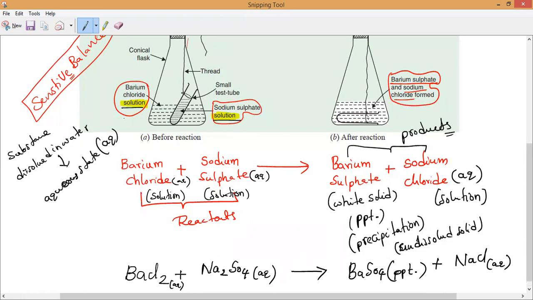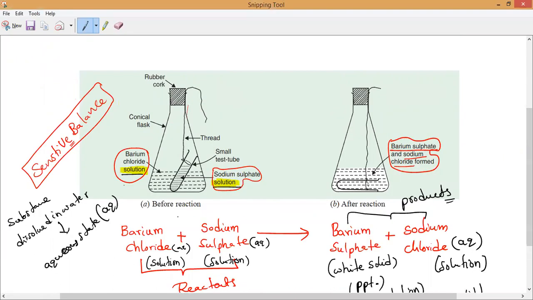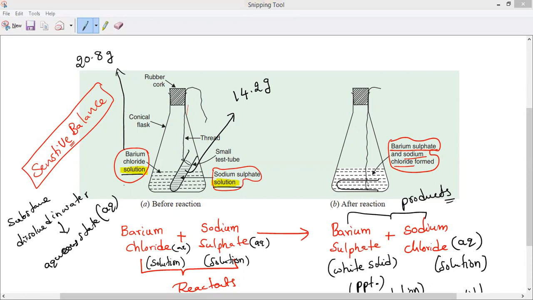Now, let us prove this experiment with the help of values, so you all will understand what will happen. When verifying this experiment, I'm taking certain values. The mass of barium chloride taken is 20.8 grams. Is it okay, everyone? Now, sodium sulfate I have taken is 14.2 grams. So tell me, what is the total mass before the reaction? 35 grams, sir. So the total mass before the reaction is 35 grams.